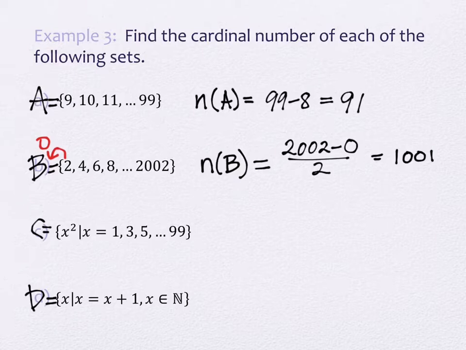Okay, C and D are different just simply because they're in set builder notation, and so we have to think a little bit differently about them. So let's read what we have. Set C says that I have all x squared, and it tells you that the x values are 1, 3, 5, all the way up to 99. So it might be helpful to start by listing out what you actually have. What items are in this set?